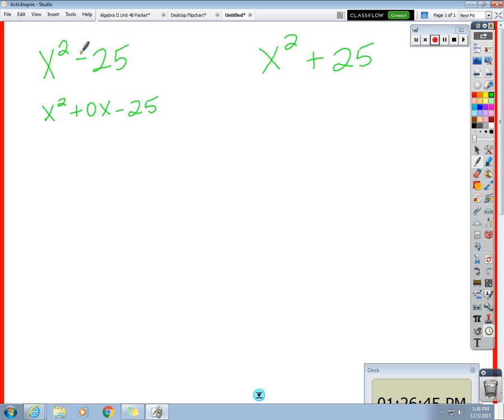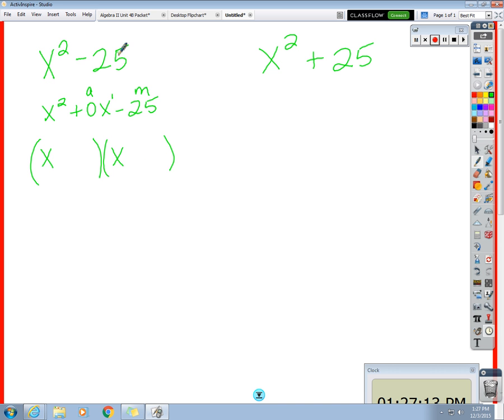I mean, think about it. In the middle missing, we have an x squared and we have a constant. We're missing the x to the first term. Well, if it's missing, don't you think that's because it was 0? So if you think about this the way we've been factoring, you're just adding to get 0, multiplying to get negative 25.